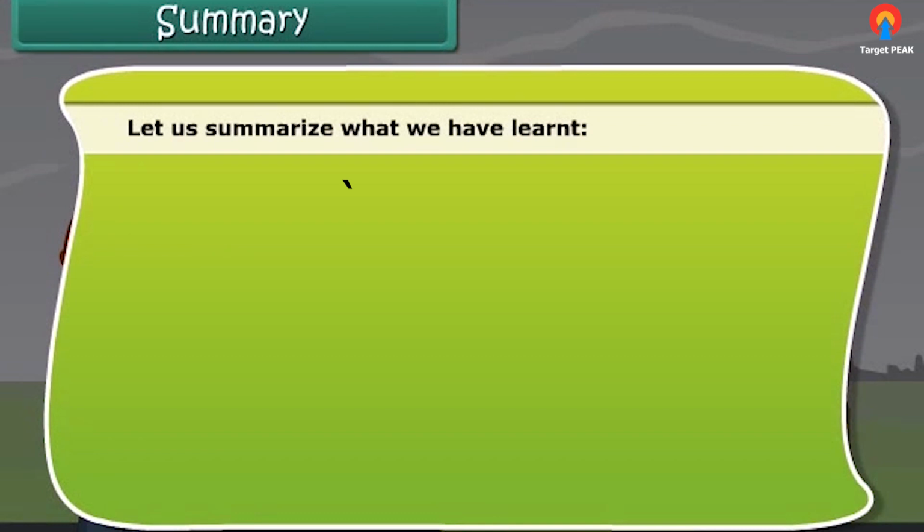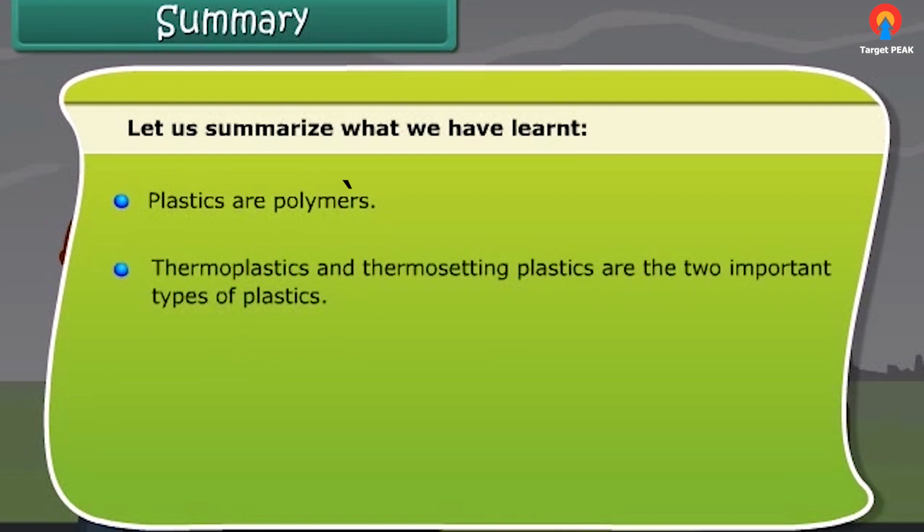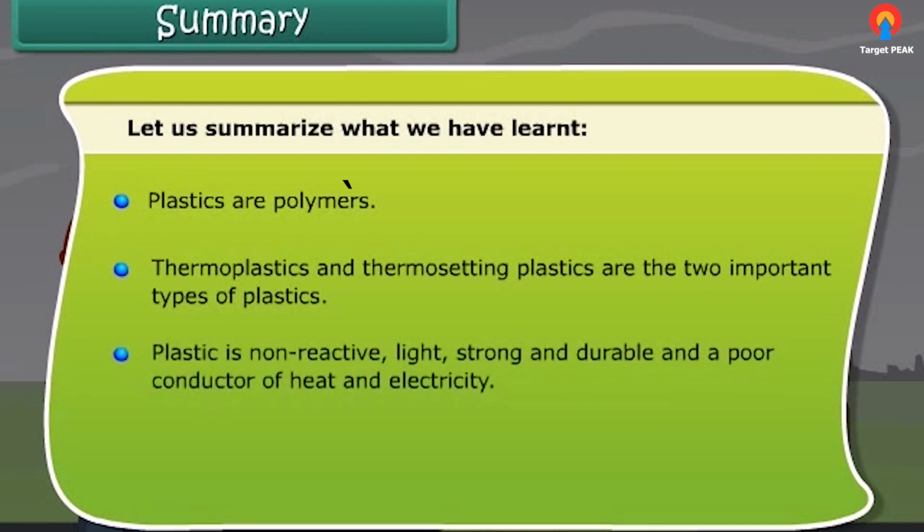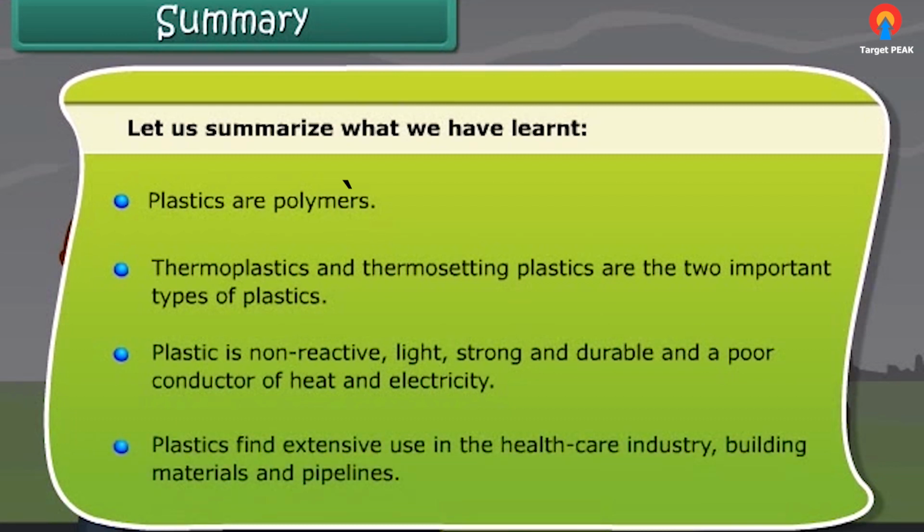Let us summarize what we have learned. Plastics are polymers. Thermoplastics and thermosetting plastics are the 2 important types of plastics. Plastic is non-reactive, light, strong and durable, and a poor conductor of heat and electricity. Plastics find extensive use in the healthcare industry, building materials and pipelines.